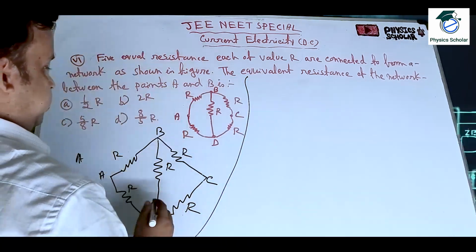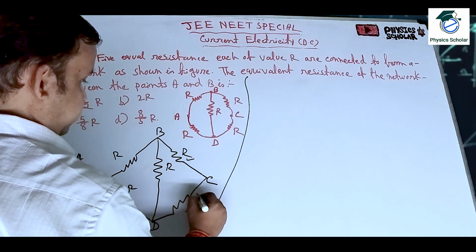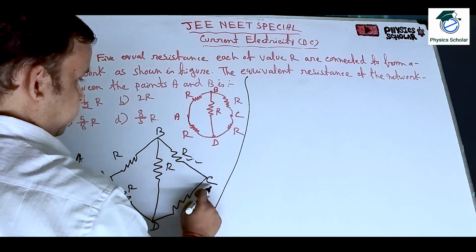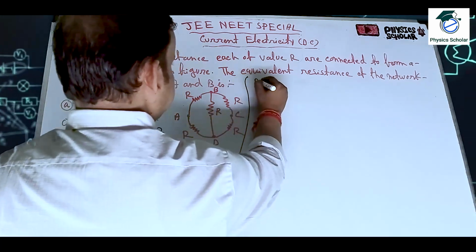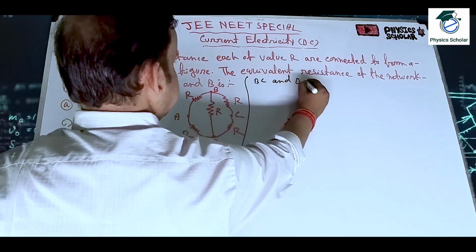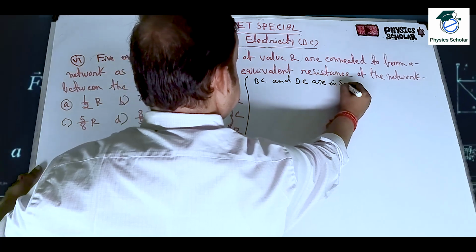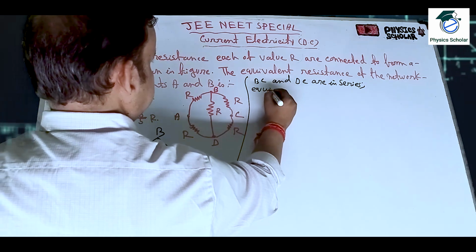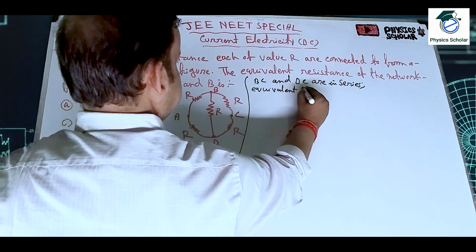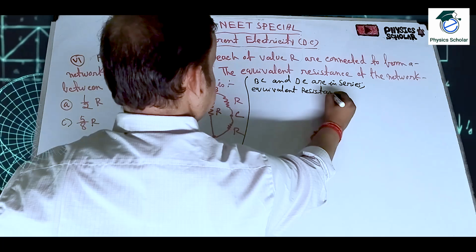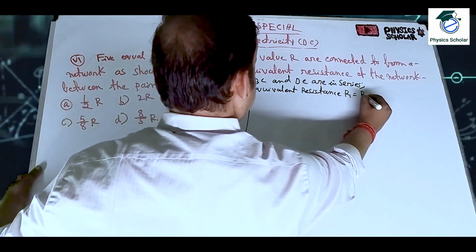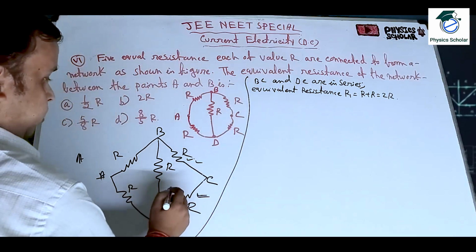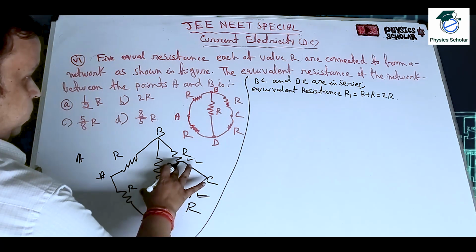Okay. Now the thing is that, see, this and this are in series. So BC and DC are in series, clear? So the equivalent resistance R1 is equal to what? R plus R is equal to twice R, clear? So it is twice R. Now this is in parallel with this BD.